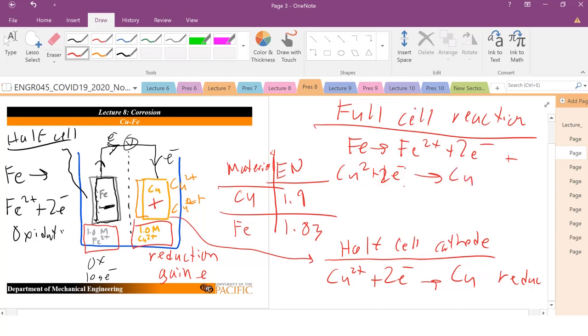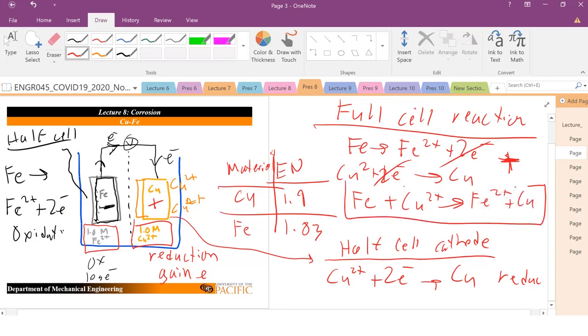So what happens here? The 2e minuses cancel out when you add essentially these two equations. So you're left with Fe plus Cu2 plus goes to Fe2 plus plus Cu. That is your full cell reaction for this electrochemical cell. That's it. You're done. You've got it. That's basically it right there in a nutshell.